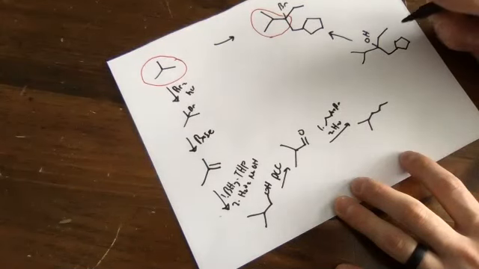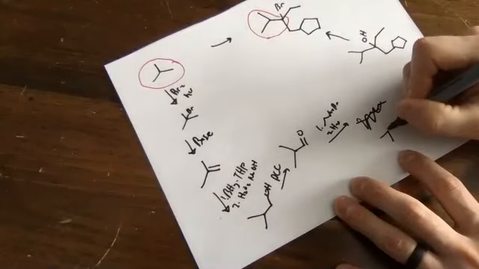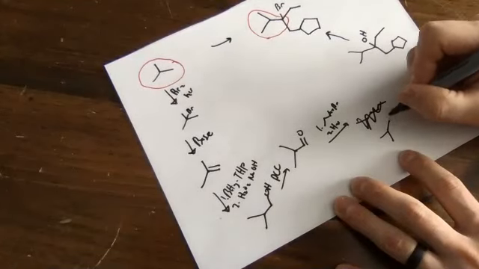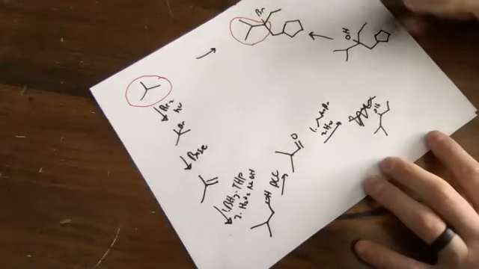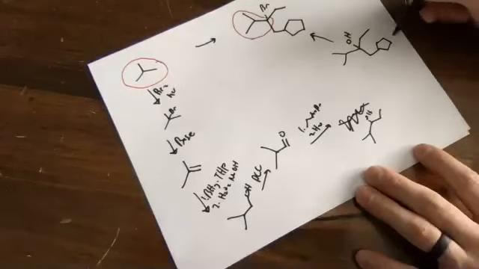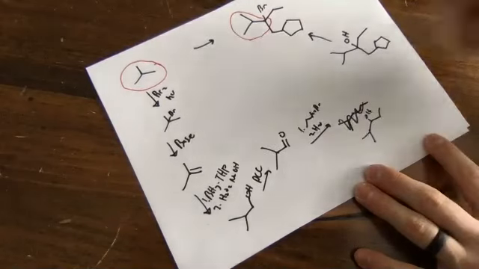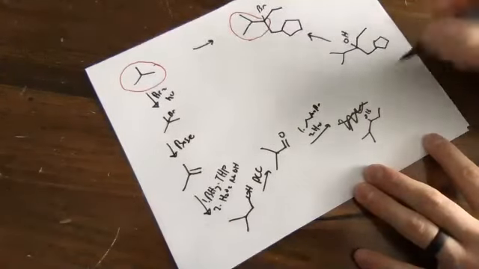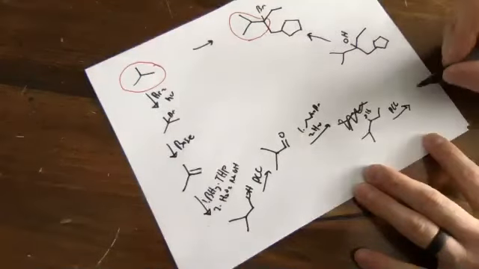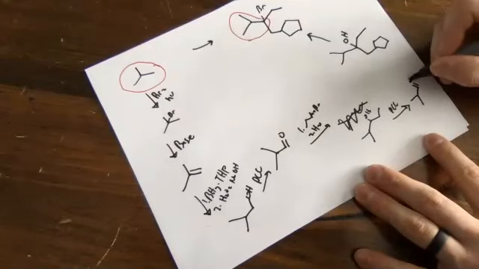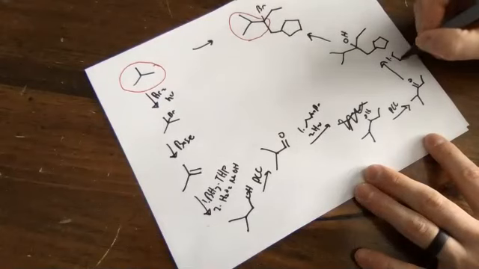Ooh, is that one too many? Yeah, that's one too many. I need to add a cyclohexane or cyclopentane with a carbon on here. I'm gonna need to oxidize again. So PCC. Another Grignard.